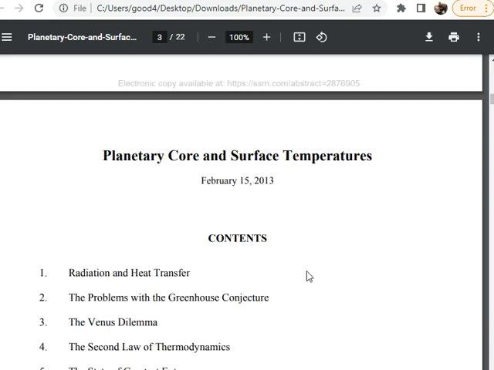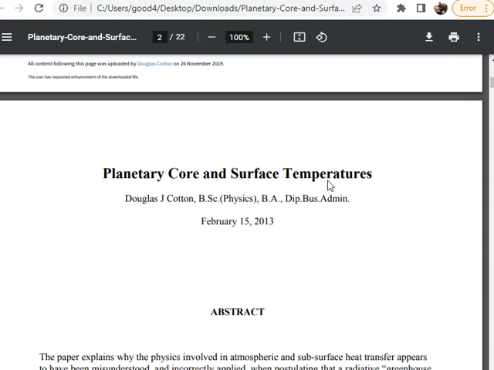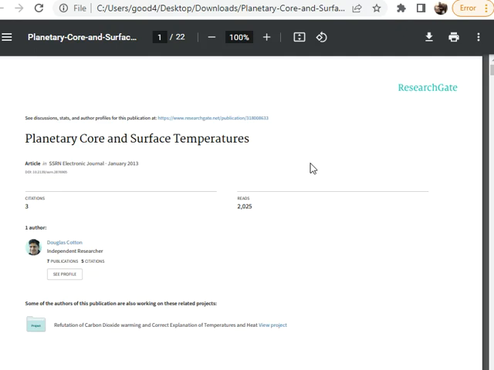Okay, I'm Jonathan Doolin. I'm continuing to read Planetary Core and Surface Temperatures and give my reaction to it. It's a paper by Douglas J. Cotton, published in 2013 in a magazine called the SSRN Electronic Journal.